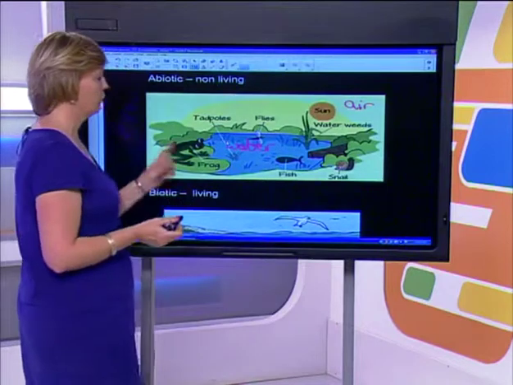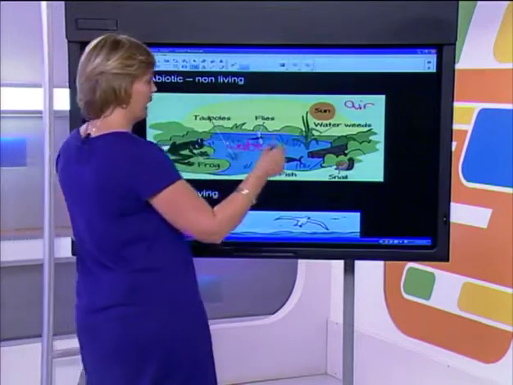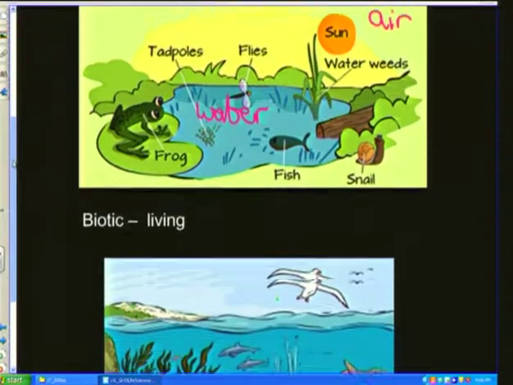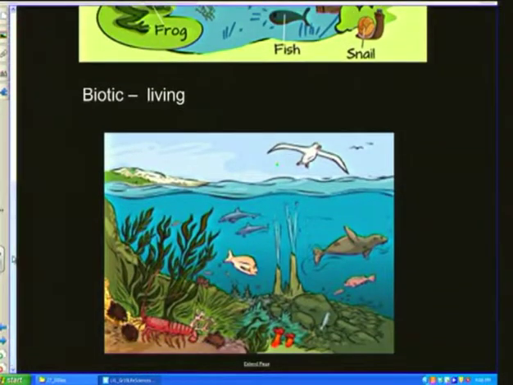So, back to the diagram. We've got water, we've got the sun, we've got air. Other than that, not too many abiotic factors in here. If we look at our under the sea diagram, we've got our biotic or our living factors. We've got our seagull, and we've got a seal, and we've got fish, and it looks like we've got a lobster. Ooh, lobster for supper would be nice. Lobster, and we've got seaweed, and all sorts of cool things like that.